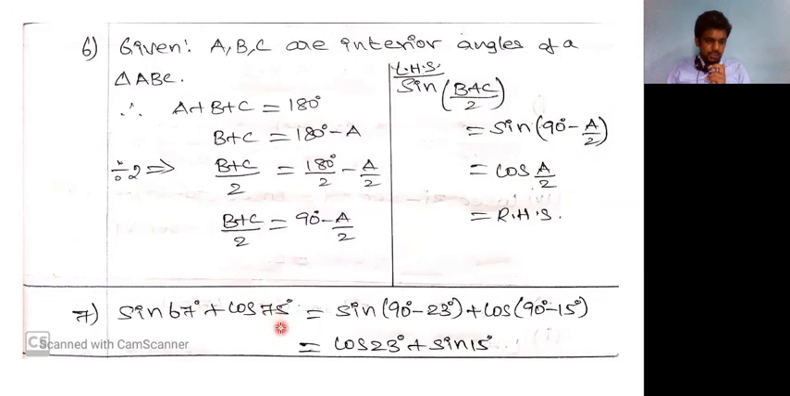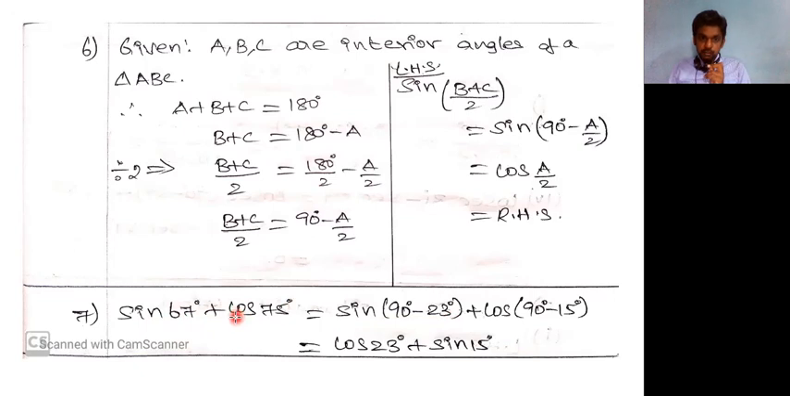Express sin 67 plus cos 75 in terms of trigonometric ratios of angles between 0 and 45. So these two angles, 67 and 75, should be expressed in trigonometric ratios of angles between 0 and 45. So I am writing sin 67 as sin(90 − 23), because 90 minus 23 is 67. Again, I am not changing the trigonometric ratio here, I am changing the angle. I'm just manipulating the angle, writing 67 as 90 − 23.